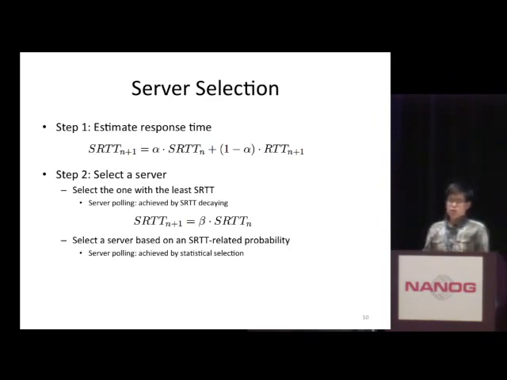And some other caching resolvers use another strategy, that is to select the name server based on some probability that is related to the estimated round-trip time. And in this case, even some name servers with a large round-trip time can still be selected, but with a very small probability. And in our tested caching resolvers, BIND 9.7 and Unbound adopt this strategy.